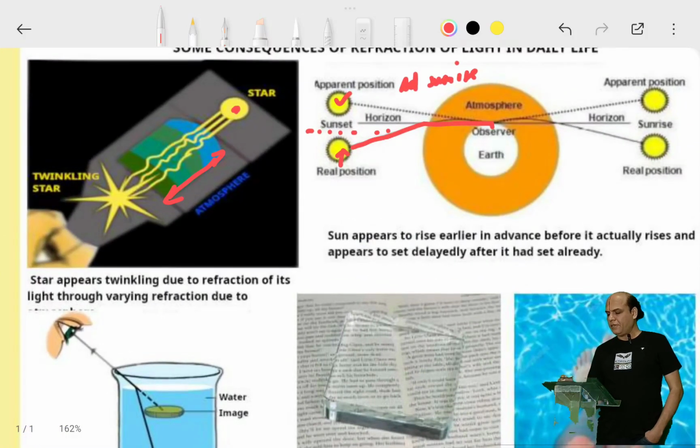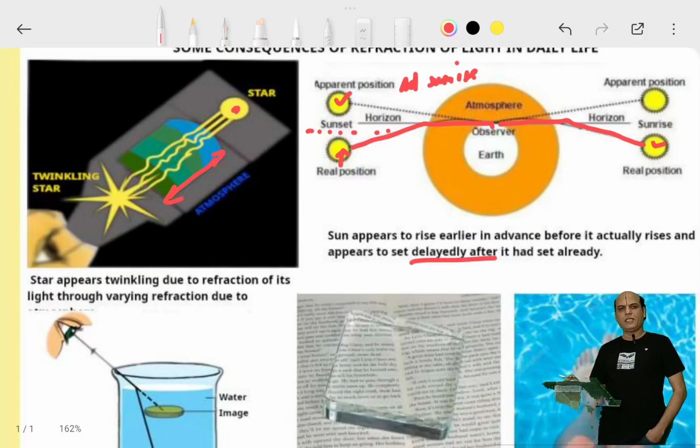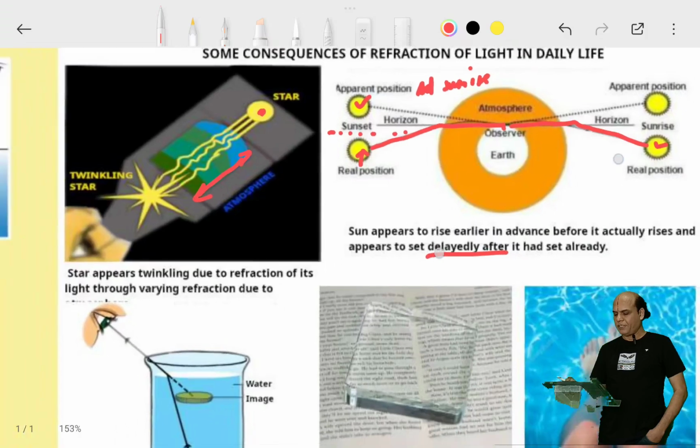Likewise, actually the sun had set already, but due to refraction, the light reaches the observer, so he can still see the sun. Although the sun has actually set, for the observer, still the sun has not set. This phenomenon is called delayed sunset. So this is another real life example of refraction of light.